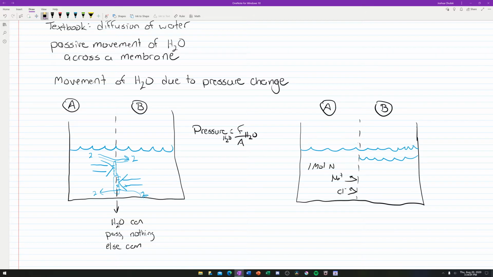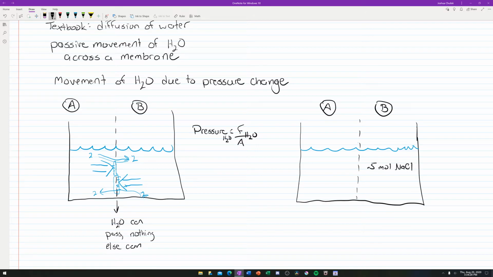Okay, so we're gonna get these back. Now let's say I add 0.5 moles of NaCl to side B. Okay, so now, does the number matter when you're comparing it against nothing? No, whatsoever. Nothing. That number really doesn't matter.